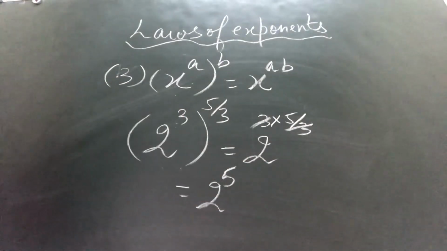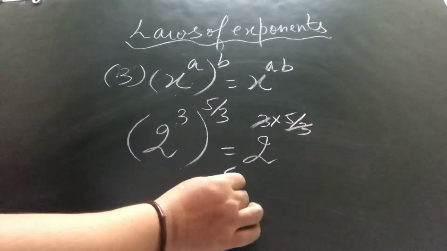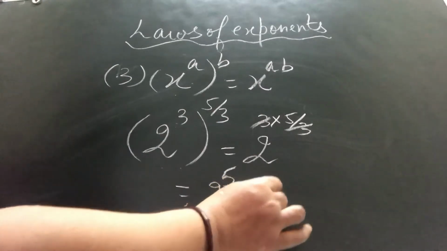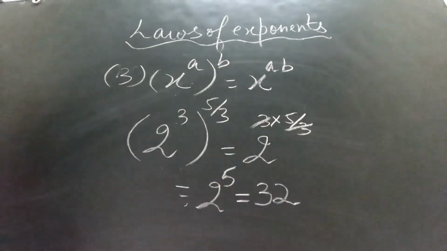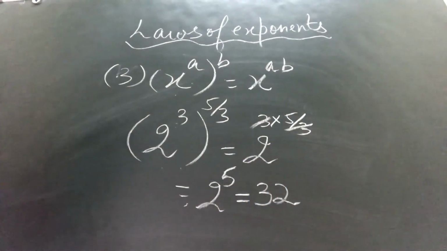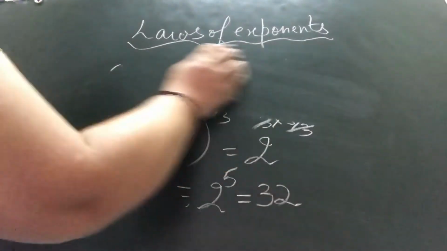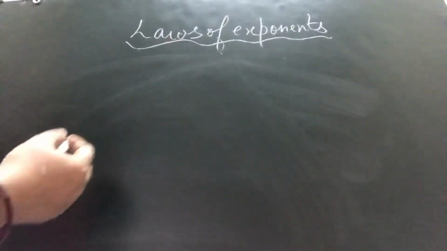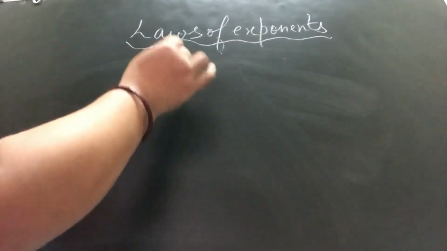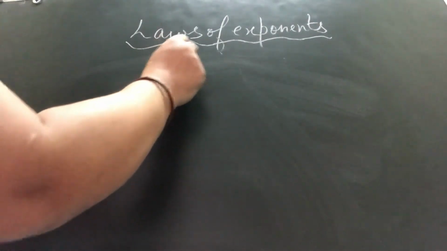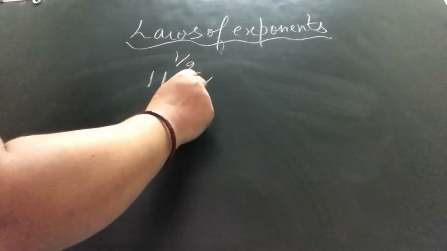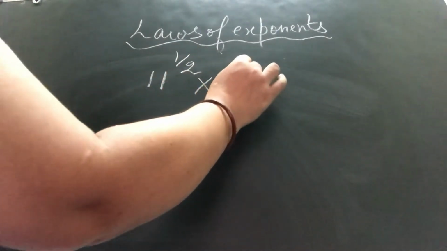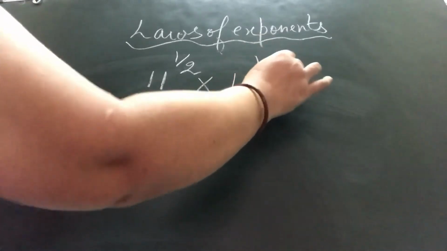If the question is that you have to answer in exponent form, then leave it as it is. If the question is evaluate this expression, then you have to simplify. 2 to the power 5 means 2 into 2 into 2 into 2 into 2. That is 32. Right? Then we revise the next one, that is, suppose 11 raised to the power 1 by 2 into 13 raised to the power 1 by 2.